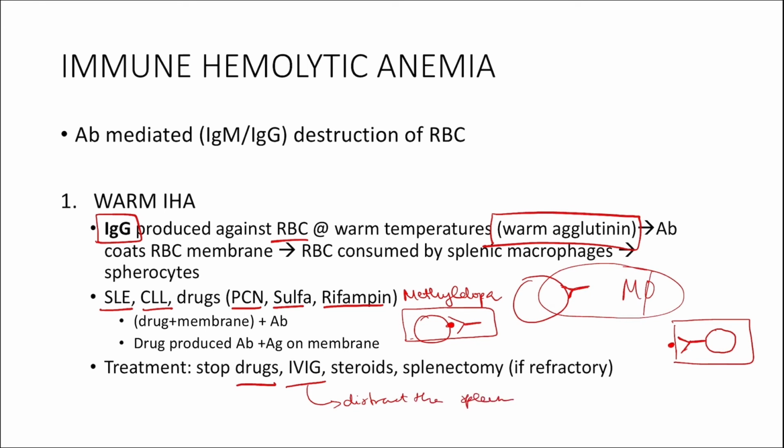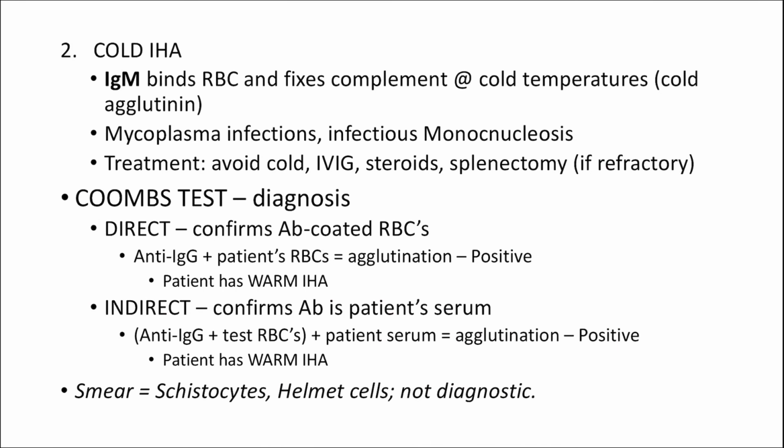Again, this is just a temporary treatment. Steroids and splenectomy if it gets really, really bad. Cold IgA, on the other hand, is IgM antibodies that bind RBCs and fixes complement at cold temperature, especially like the fingers and the toes.